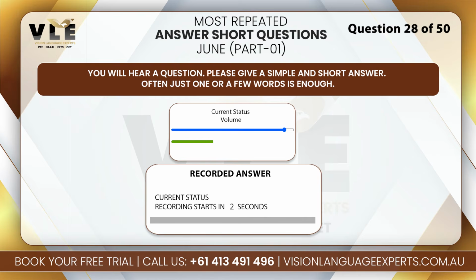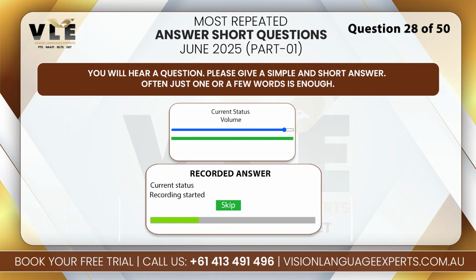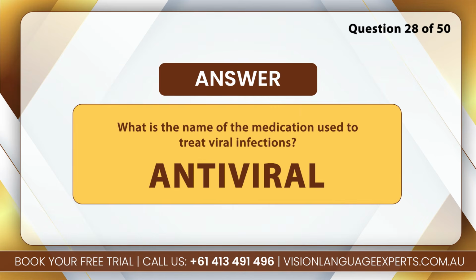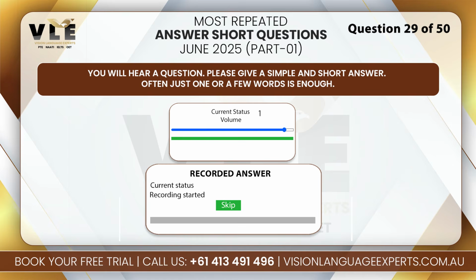What is the name of the medication used to treat viral infections? Antiviral.